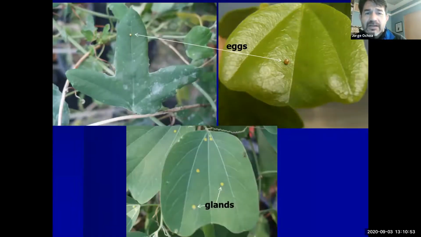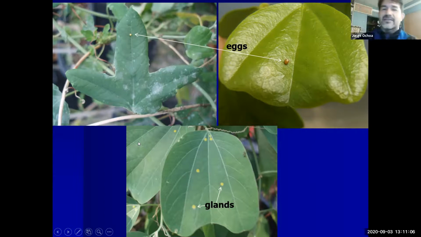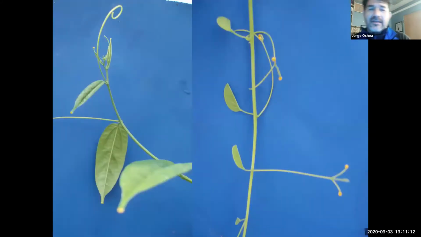So when we look at this photograph, we have an egg and then an egg right here, and then we have the glands. So when the butterfly sees the glands, they're going to confuse them with eggs. They're going to think that there's already too many eggs present, and hopefully they're going to go out there and find another plant.